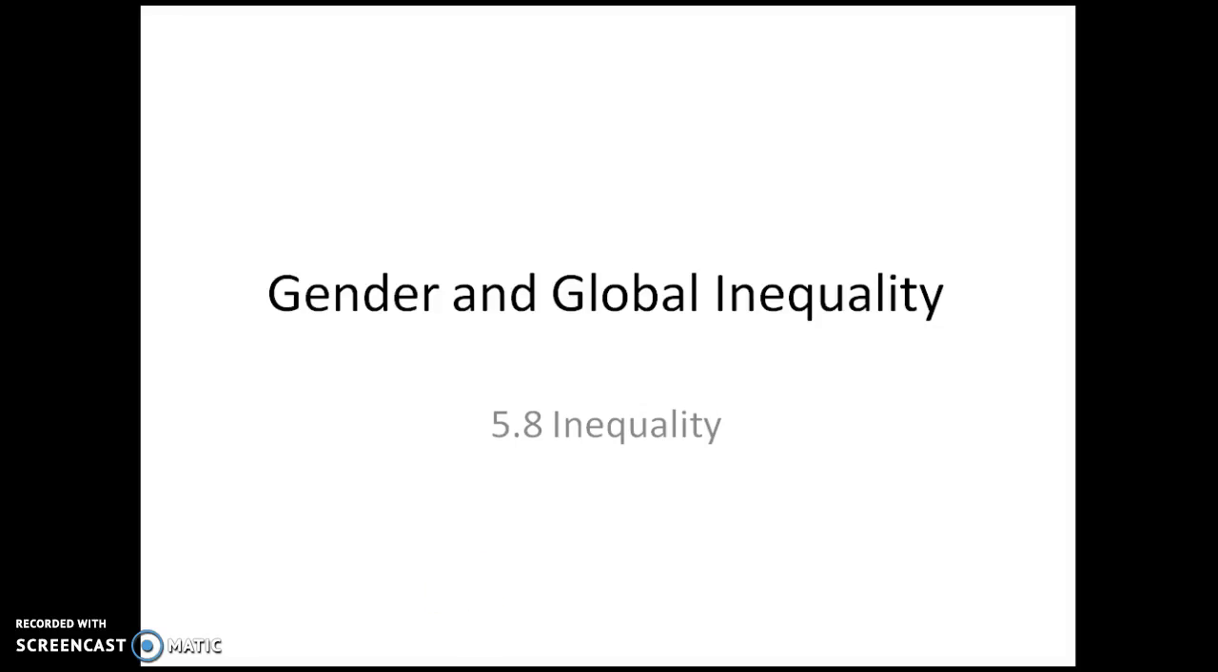Okay, ladies and gentlemen, this is lesson 5.8 of our inequality unit, and this lesson focuses on two issues of inequality, gender inequality and global inequality. Just a reminder, you're going to set up all of your notes Cornell Notes style. You're going to show me your notebook once you finish taking your notes for me to check it off, and then you will complete an exit ticket that you will turn into me once you complete taking your notes. And reminder, you are going to need your notes to complete the exit ticket, so please make sure you take good notes.